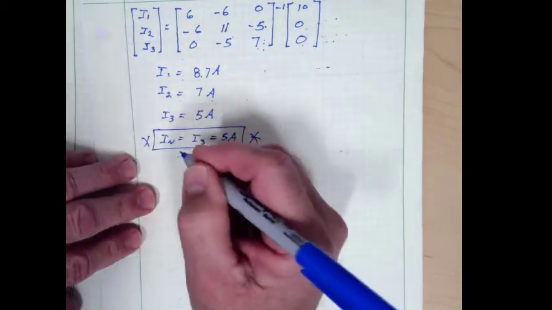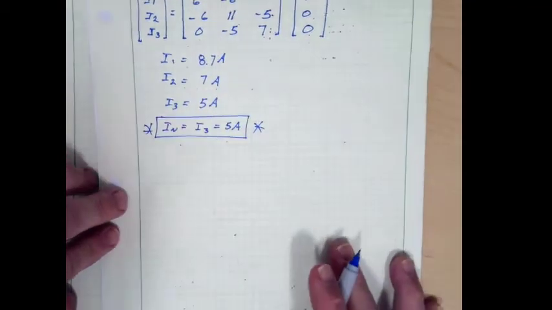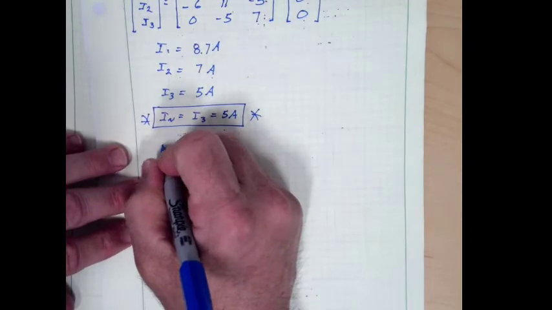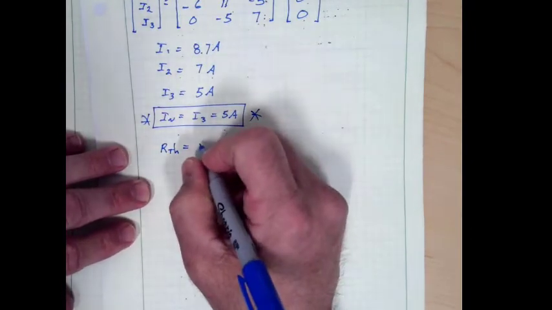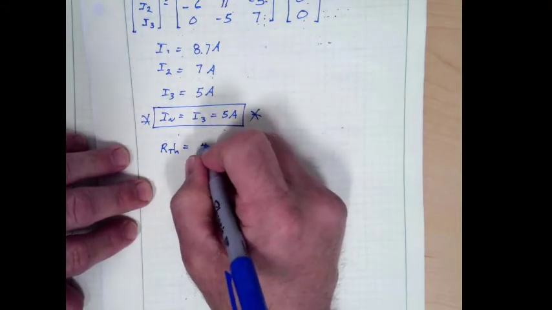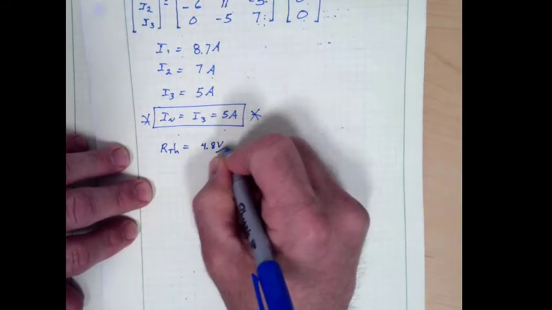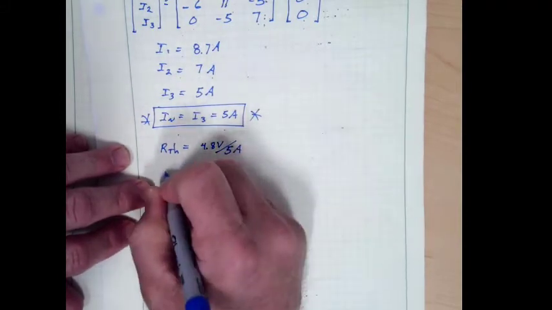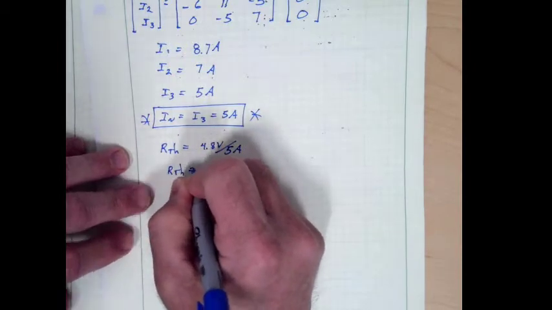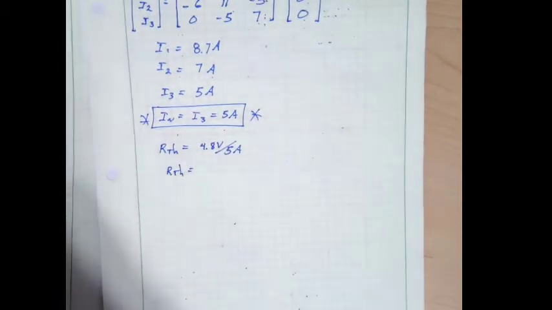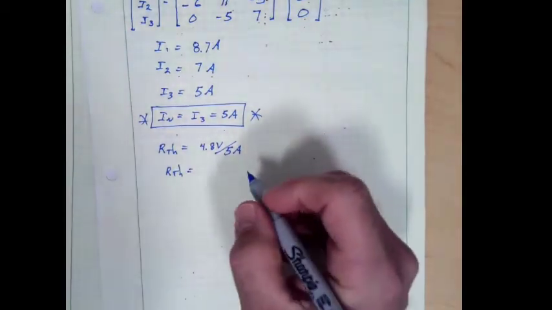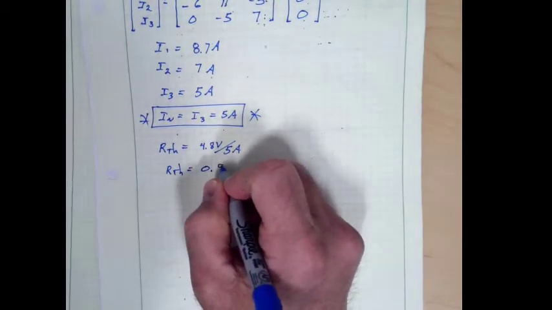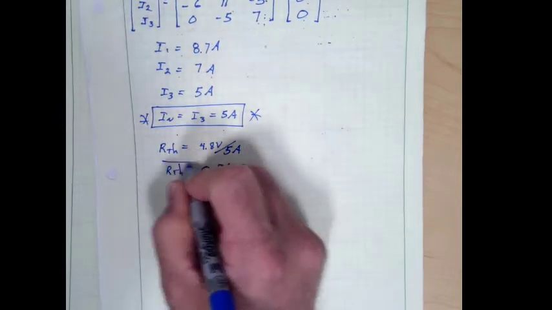So we've got our Norton current and we have our Thevenin voltage, so that gives us the opportunity to find that Thevenin resistance, which would be our voltage, which is 4.8 volts divided by 5 amps, and we're going to see here our resistance is not very high. Looks like about 0.96 ohms.